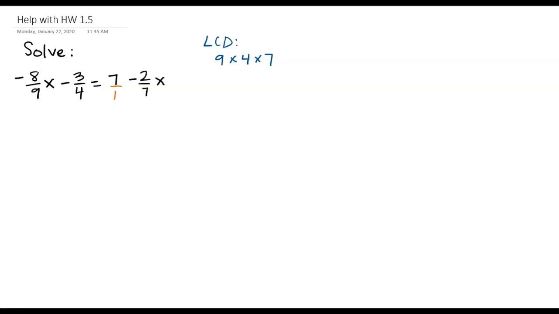So 9 times 4 times 1 times 7, right? The 1 doesn't do anything, but that is 252. And I know that seems like a really big number to use, but remember, we're using this to kill the denominators, right? To get rid of them rather than working with them. You could work with them, but usually students make more mistakes when they're working with them.